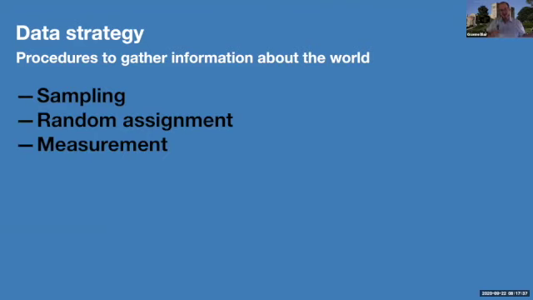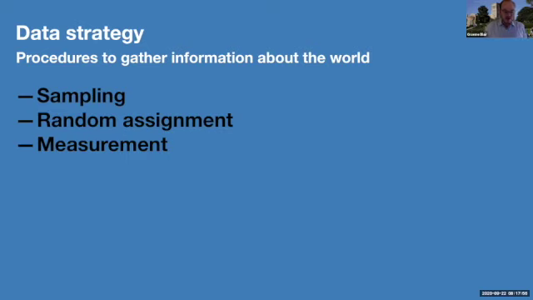How do we select units into the study? Then there may be random assignment that randomly assigns some people to a treatment condition, some people to a control condition, or some people to a placebo condition, and some people to treatment 1, and some people to treatment 2. Or random assignment might be that everyone gets the same condition.